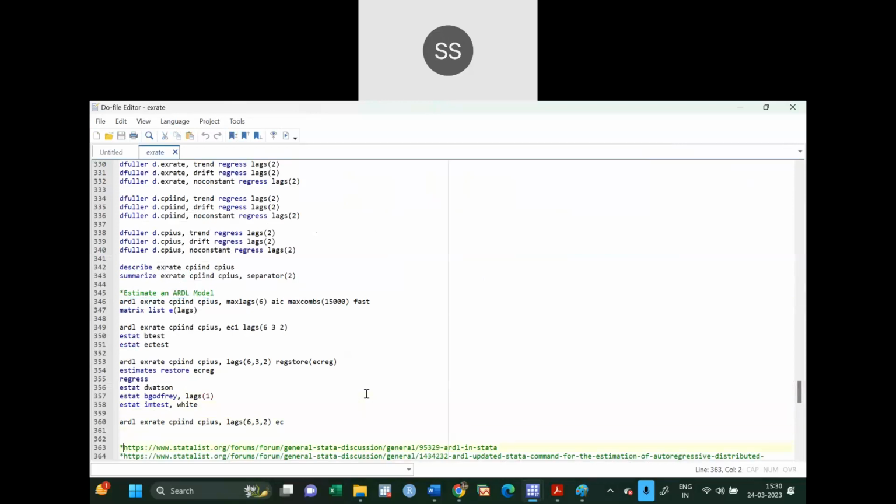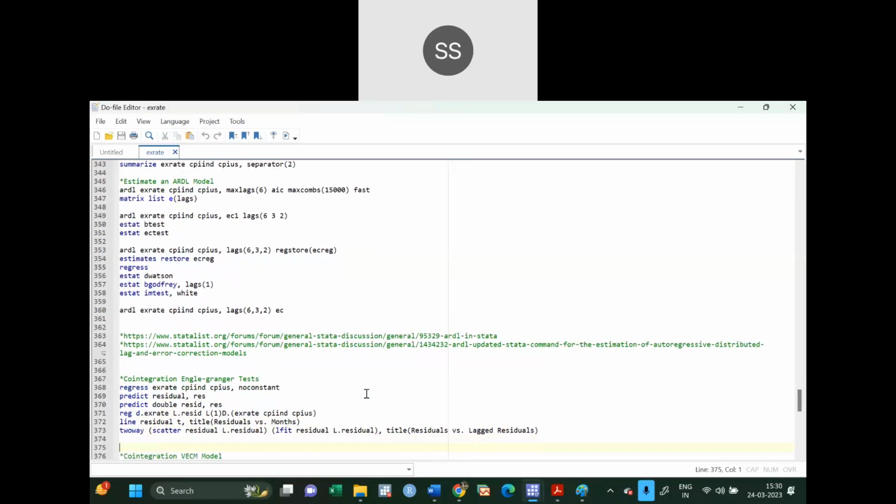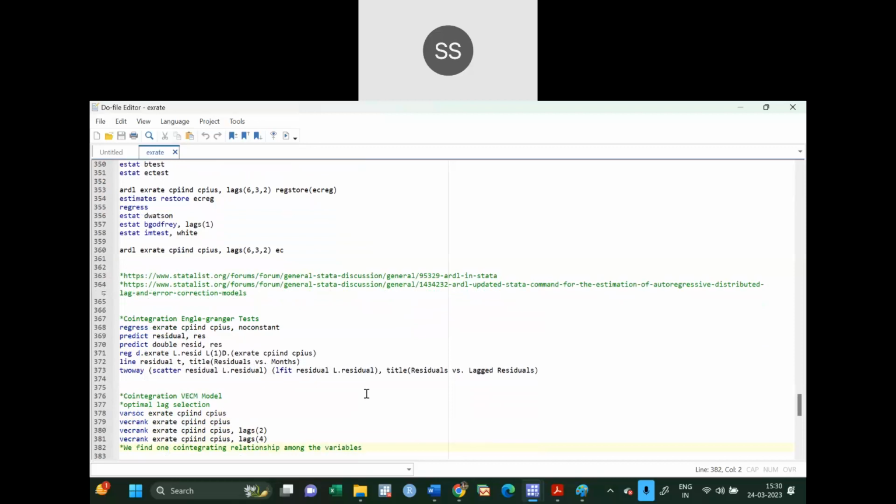So, sir, in the ARDL model, we do not need to think about causality. Is it okay if we are trying to regress and the causality relation is not there?